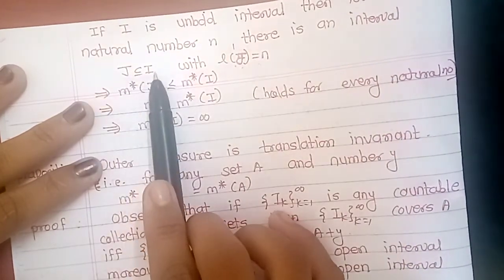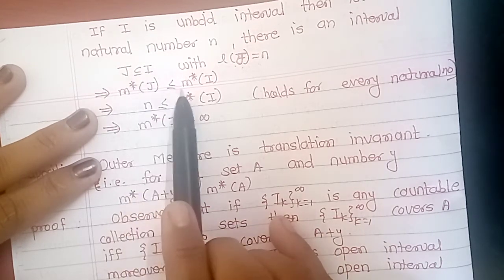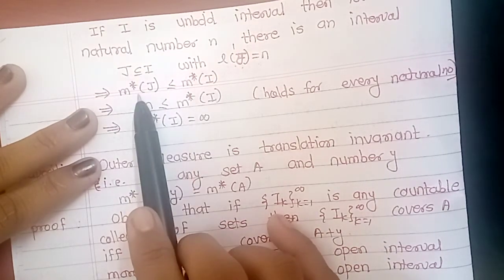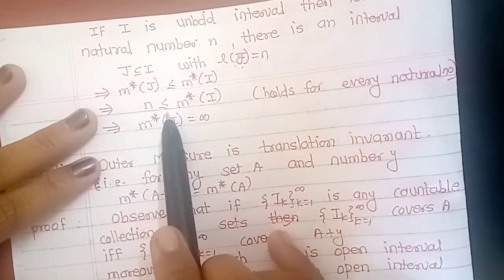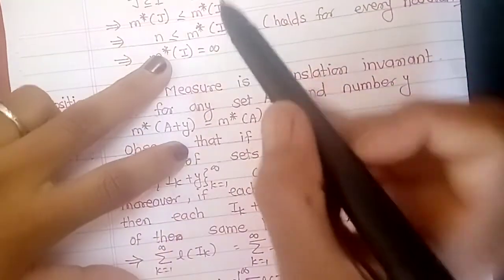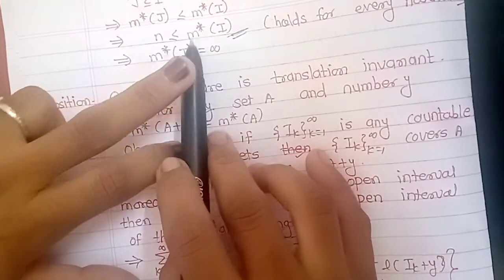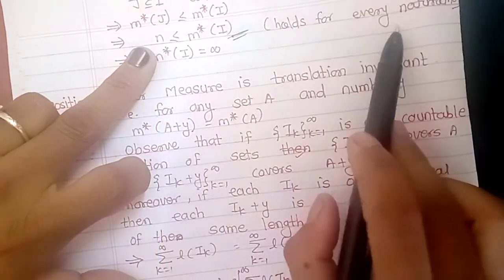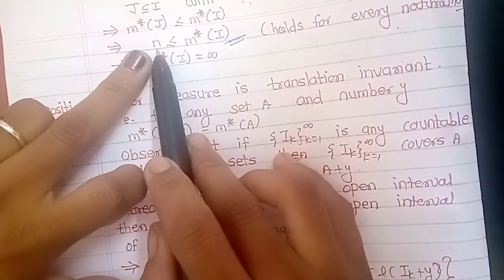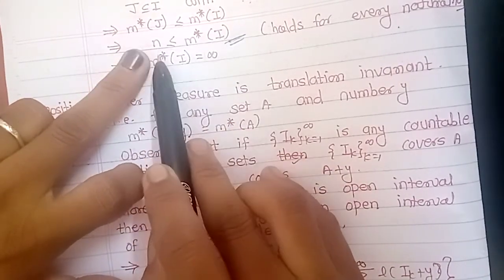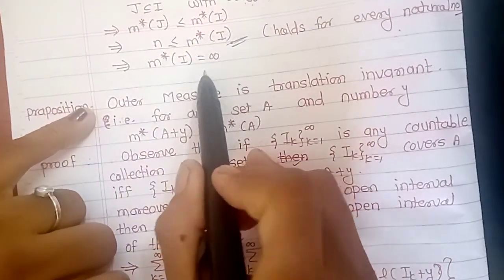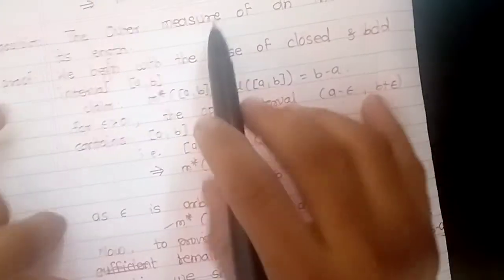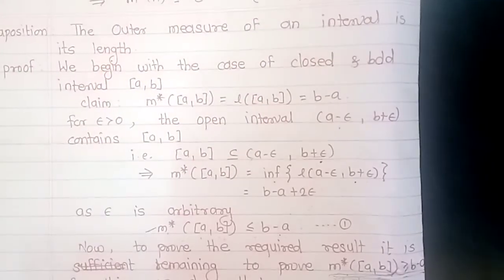As j is a subset of I, by the monotone property the outer measure of j is less than or equal to the outer measure of I. And what is the outer measure of j? j is an interval, so its outer measure is its length. And the length is n, so n is less than or equal to the outer measure of I. This gives that the outer measure is greater than or equal to n, for every natural number n. So 1 is less than or equal to the outer measure, 2 is less than or equal to the outer measure, 3 is less than or equal to the outer measure. Continuing this way, we get that the outer measure must be infinity. So the proof is completed here, and the proof shows that the outer measure of any interval is its length.